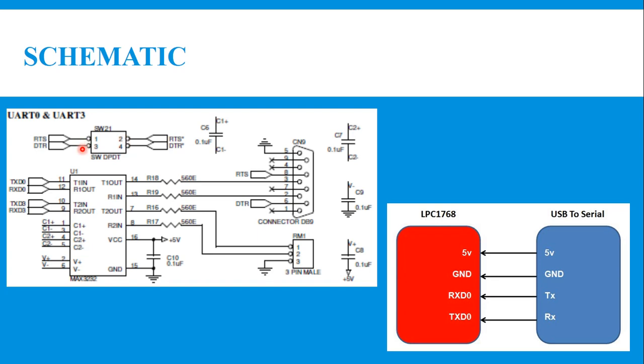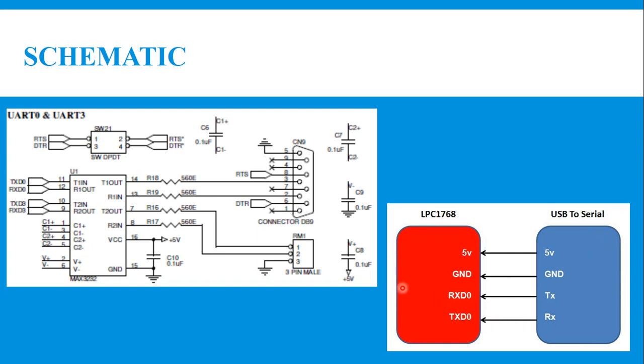Suppose your switch is in the on condition, which means both are towards RTS and DTR, that is request to send and data terminal ready. If both are towards 2 and 4, then you can download the program from USB to the hardware. If the switch is moved to RTS and DTR, then it works as UART, Universal Asynchronous Receiver Transmitter. Now you can have a general block diagram like this.